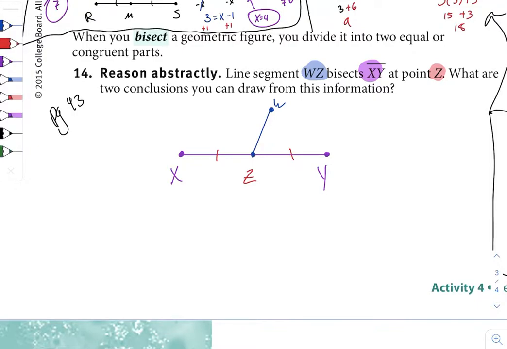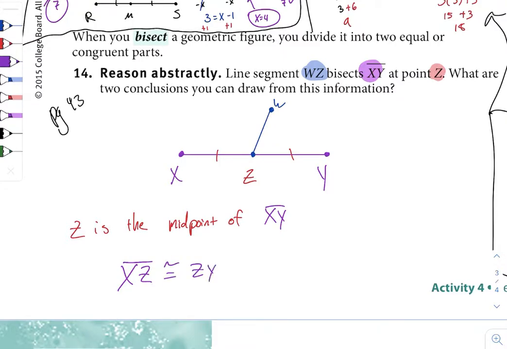One of them is that Z is the midpoint of XY. So that's the first conclusion we can draw. If it bisects XY, that means it cuts it in half. That's one conclusion. And then the other conclusion is that when it cuts it in half, it makes these two congruent line segments. XZ and ZY are going to be congruent to each other. So XZ being this segment, ZY being this segment, those two are going to be the same.